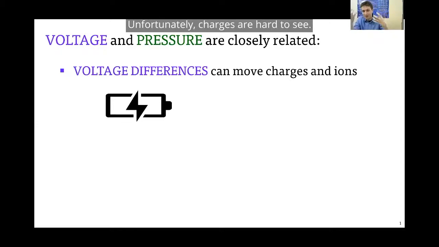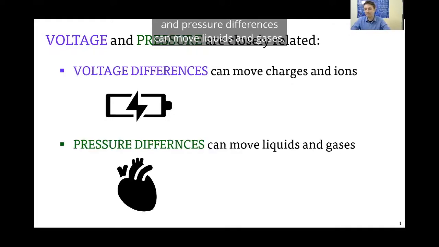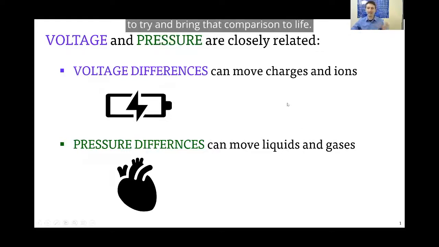Unfortunately, charges are hard to see. It's hard to look at a single neuron and try and understand exactly what's happening in those cells of our brain and in our nervous system. So voltage differences can move charges and ions, and pressure differences can move liquids and gases. And I'm going to show you a couple quick demos to try and bring that comparison to life.